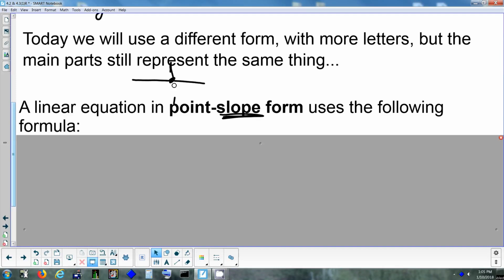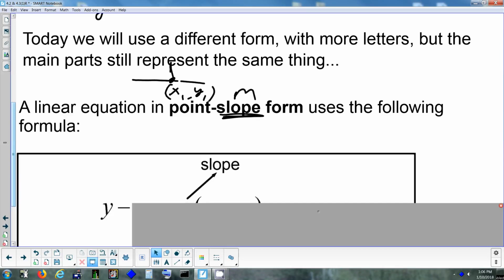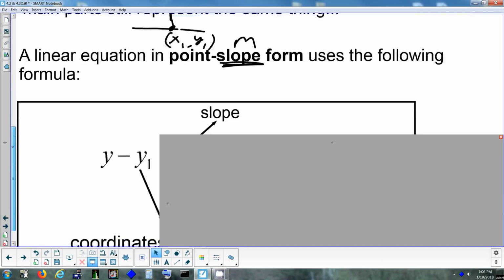A coordinate has a parenthesis, a comma in the middle, and it has an x value and a y value: x1, y1. So you're going to see an x1 and a y1 in this formula, and you're going to see an m in the formula, and just like y equals mx plus b, you're also going to see an x and a y. So let's start with the first part.